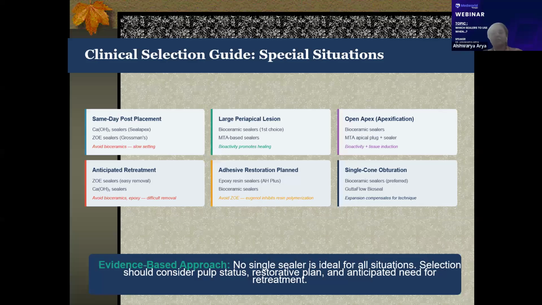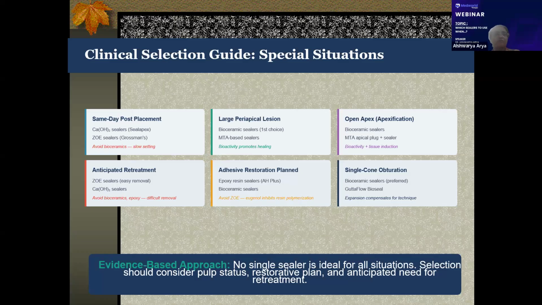Next is in cases of open apex, that is an apexification case. So we need to have a tissue induction property. That is, we are causing apexogenesis and apexification. In case of apexification, we want an MTA apical plug as well as the sealer. In this case, we are going to go for bioceramic sealers because they have the active property of releasing calcium and hydroxide.